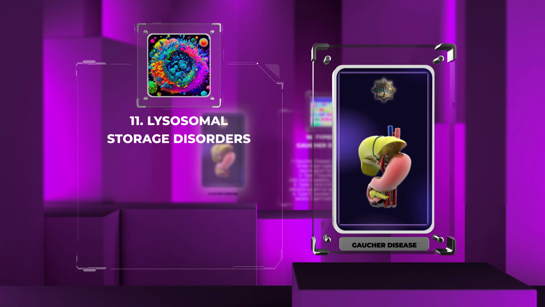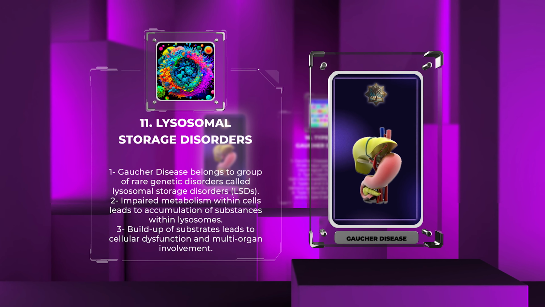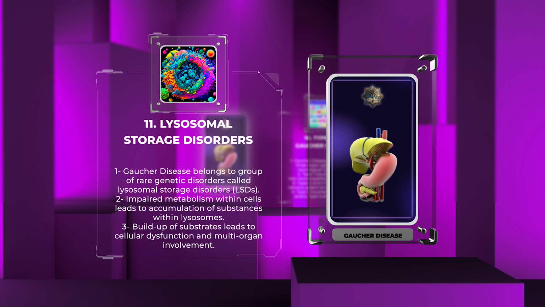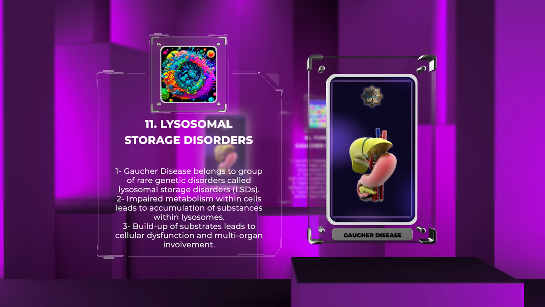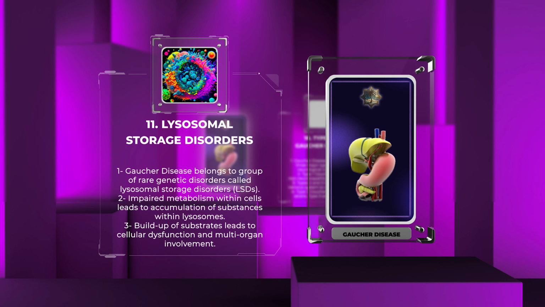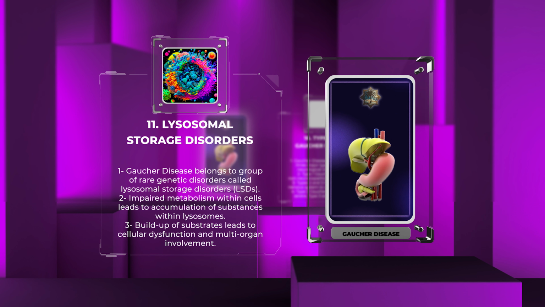Gaucher disease belongs to a group of rare genetic disorders known as lysosomal storage disorders, LSDs. LSDs are characterized by the impaired metabolism of specific molecules within cells, resulting in the accumulation of various substances, such as lipids and proteins, within lysosomes. The buildup of these substrates leads to cellular dysfunction and multi-organ involvement. Understanding the common mechanisms and pathways involved in LSDs can provide insights into the diagnosis and management of Gaucher disease.